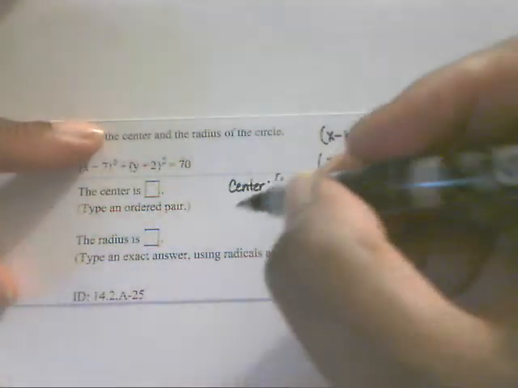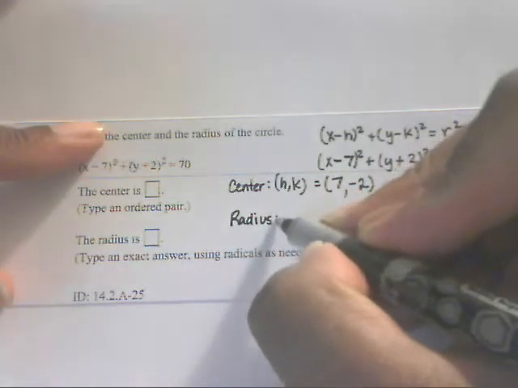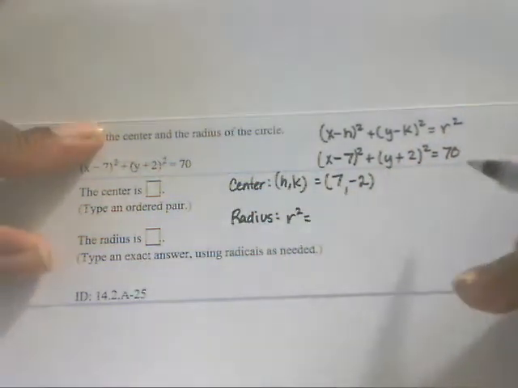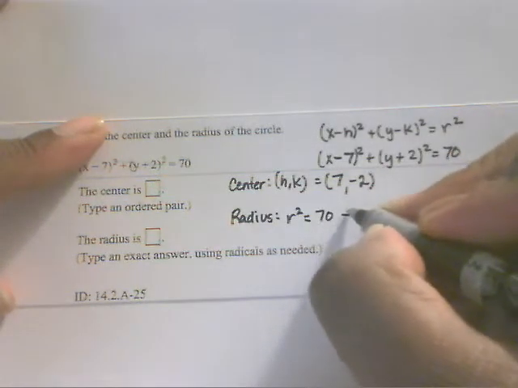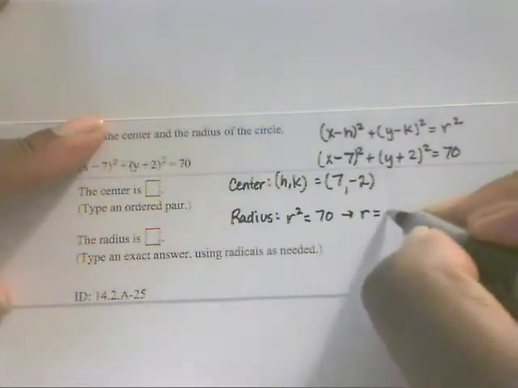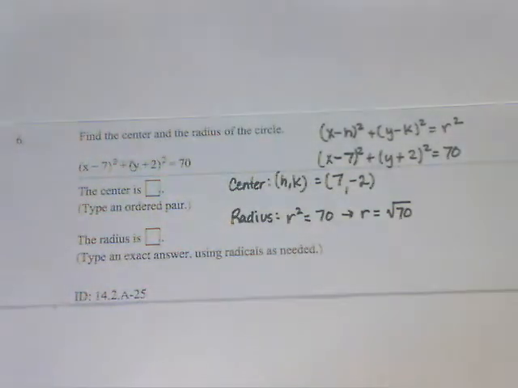Now for the radius. R squared is this number, that's 70. So to find out what r is, you're going to take the square root of that. And we're going to leave this as the square root of 70, because they want us to type in the exact answer. So the radius here is the square root of 70. And the center is simply 7, negative 2.